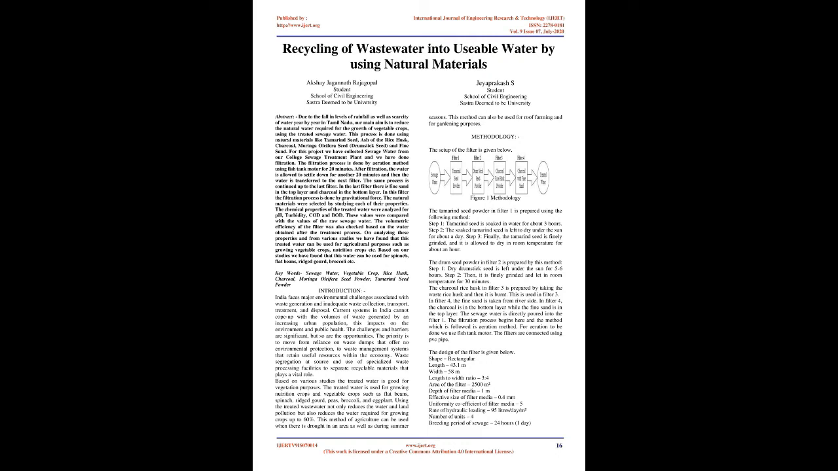On analyzing these properties and from various studies we have found that this treated water can be used for agricultural purposes such as growing vegetable crops, nutrition crops etc. Based on our studies we have found that this water can be used for spinach, flat beans, ridged gourd, broccoli etc. Keywords: sewage water, vegetable crop, rice husk, charcoal, Moringa Oleifera seed powder, tamarind seed powder.